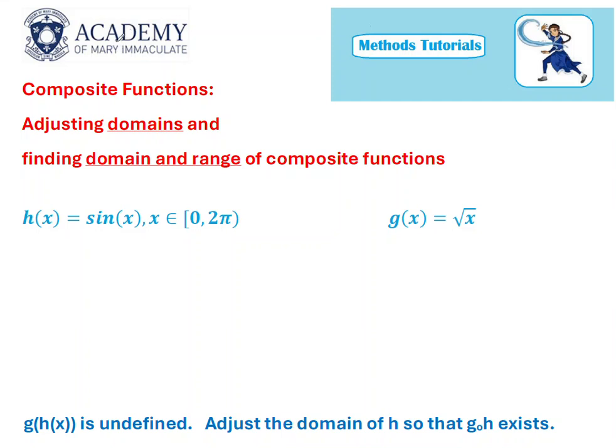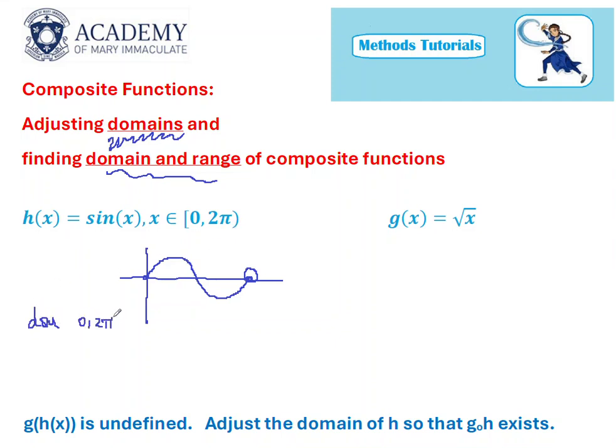Okay, in this tutorial we're looking at adjusting the domain so that the composite function exists and then finding the domain and range of the composite functions. So for h of x it equals the sine of x, but we have a restricted domain. Going from 0 to 2 pi, I'll get one complete cycle of my sine curve, but I have an open circle at the other end. So the domain is 0 to 2 pi as a restricted domain, and my range will be -1 to 1.